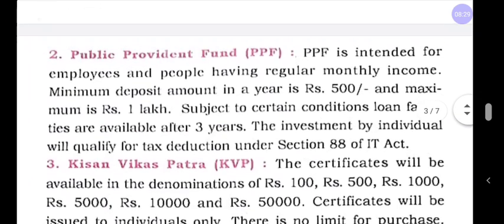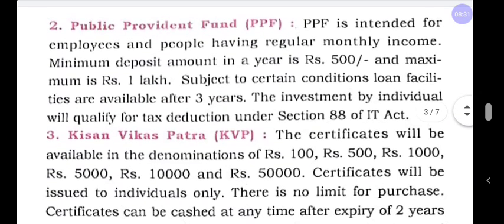And next we have the second financial service, Public Provident Fund. What we have learned about financial facilities, I am going to explain now. Public Provident Fund means employees keep some portion of their monthly income. The minimum deposit is 500 rupees and the maximum is 1 lakh rupees.